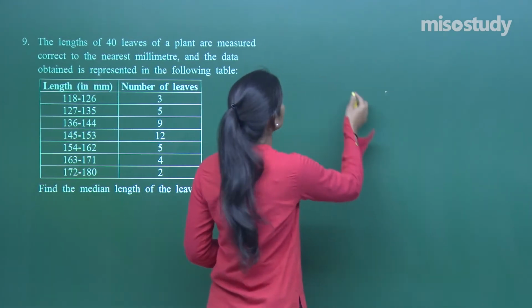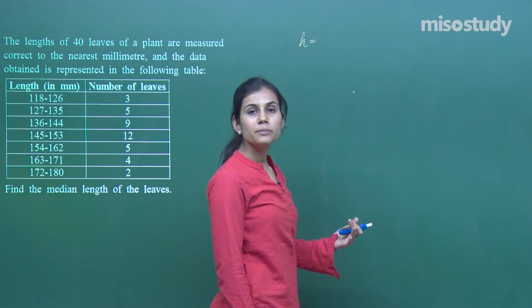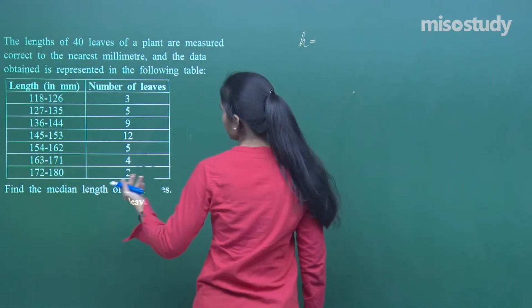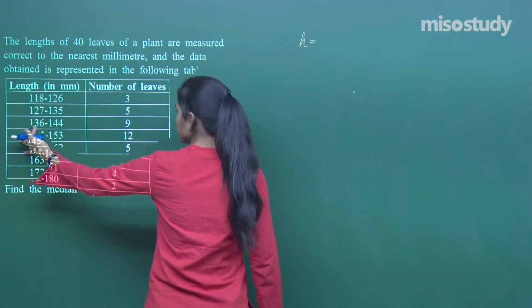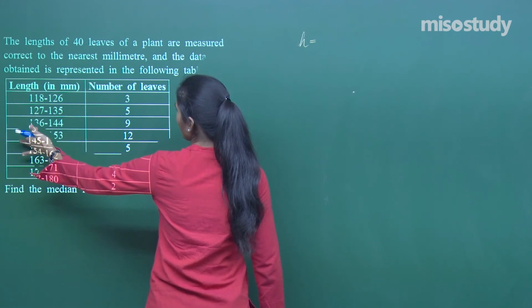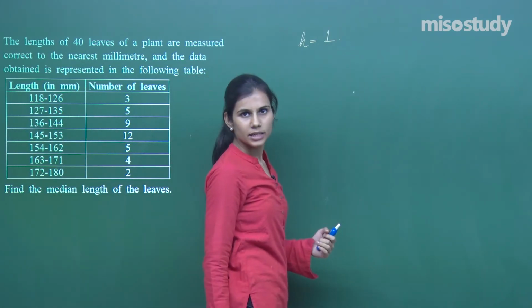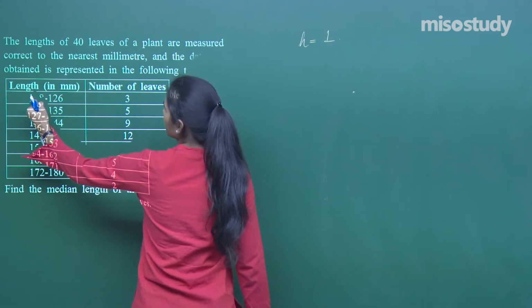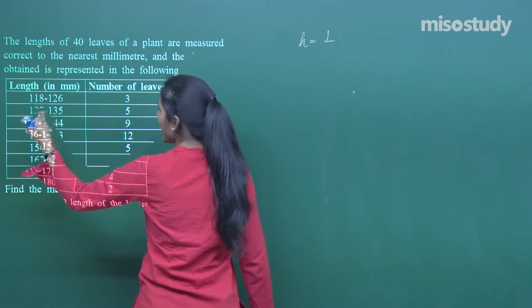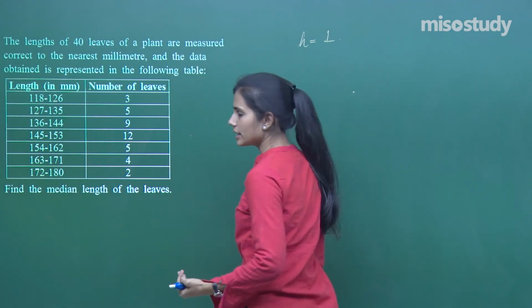How to make them continuous? We compute h, which is the lower limit of a class interval minus the upper limit of the preceding class interval. Pick up the lower limit of any class interval, it is 136 say, and the upper limit of the just preceding class interval is 135. 136 minus 135 is 1, so your h is 1. Now what you do? You subtract h by 2 from the lower limit of all the class intervals and add h by 2 to the upper limits of all the class intervals and get the new class intervals.